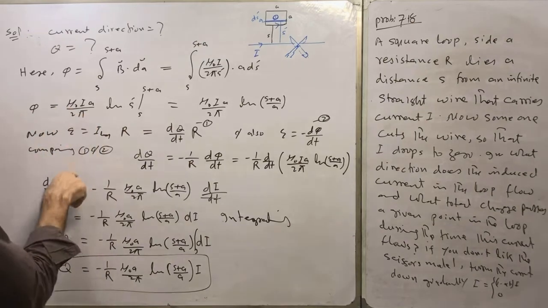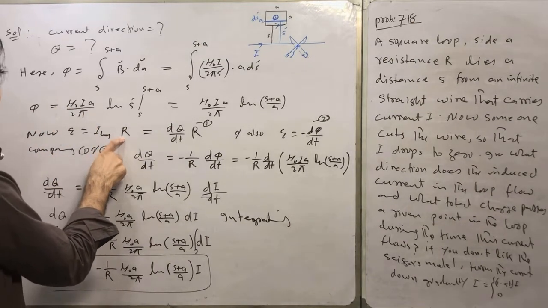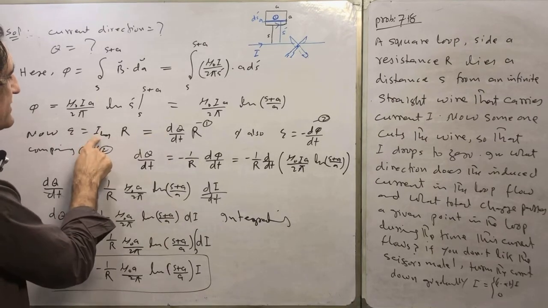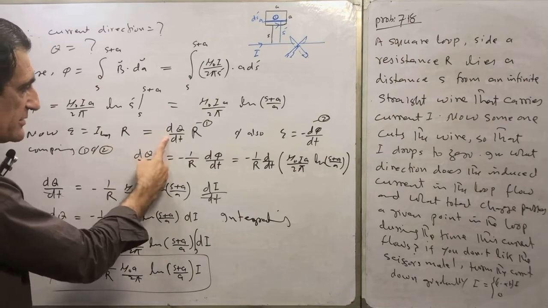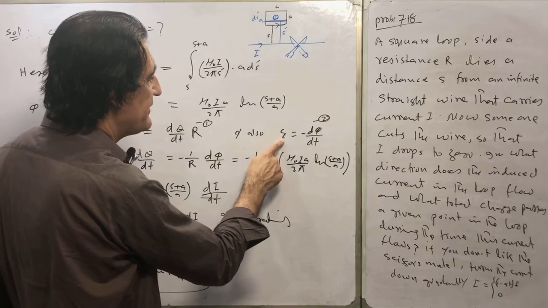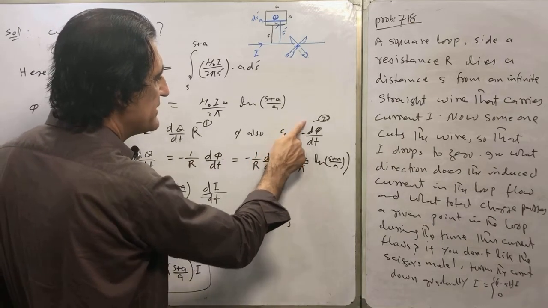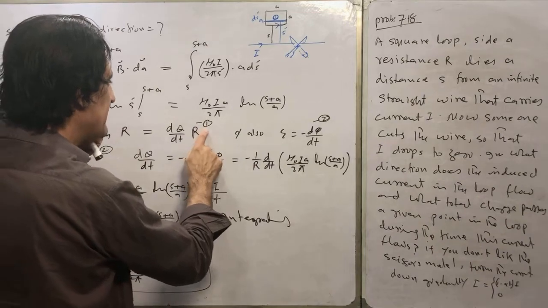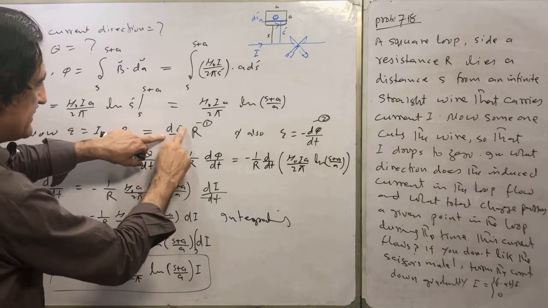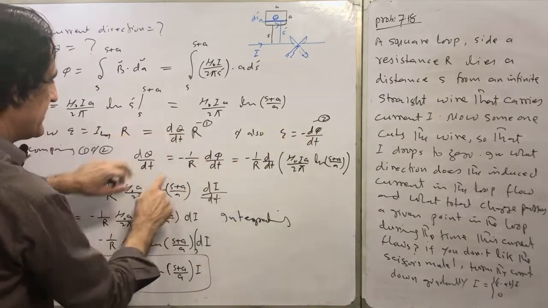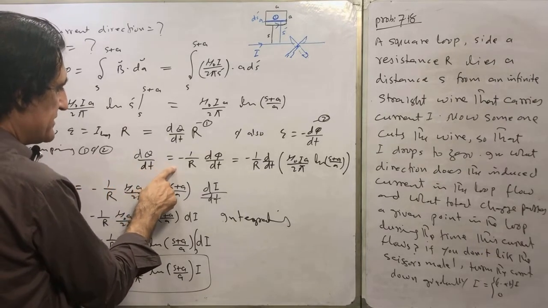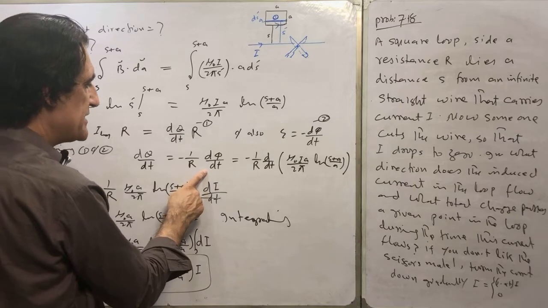Further, we know the EMF is equal to I in the loop times R, and since the current in the loop is equal to dq divided by dt, this is equation number one. We also know from Faraday's law that the EMF is equal to minus d phi divided by dt. Comparing 1 and 2, we have dq over dt equal to minus 1 over R times d phi divided by dt.